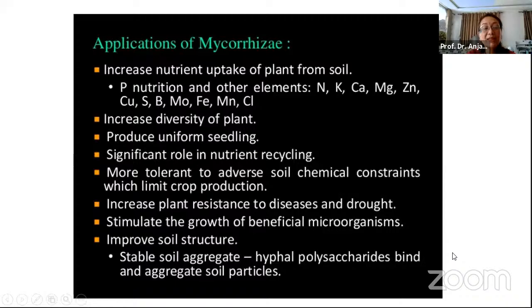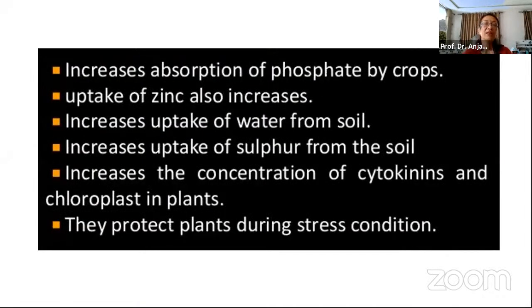So indirectly, it will also help stabilize soil aggregation. If the soils are aggregated to each other, then the soil will not wash away when there is lots of rain, and the nutrients which have been trapped within the soils will be easily absorbed by the rooting system of the plants. And as you know, the hyphal condition, with the help of polysaccharides, might bind and aggregate the soil particles to each other. And it will increase absorption of phosphate by crops.